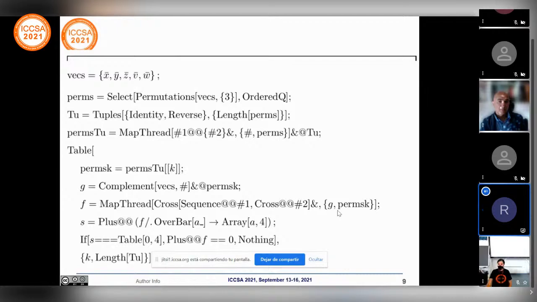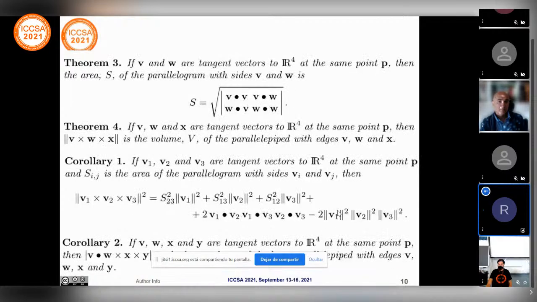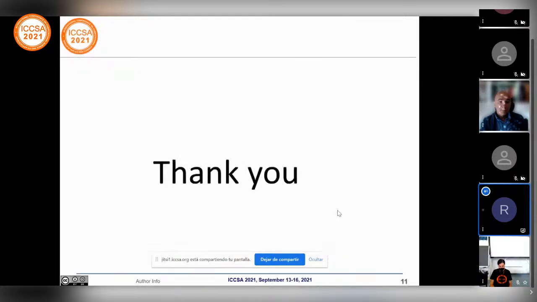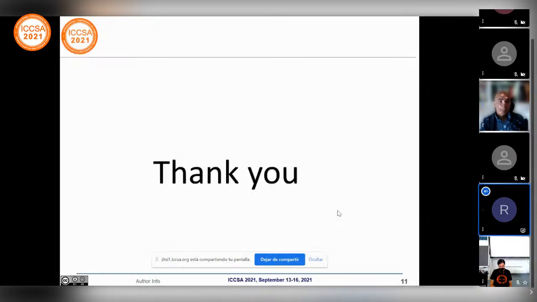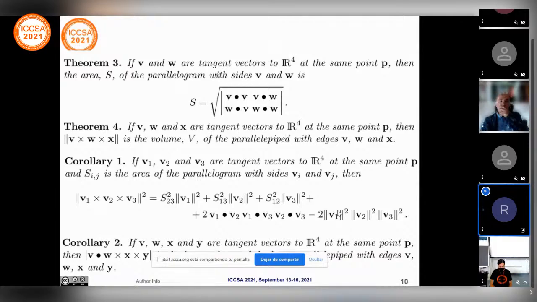This is the program. In similar form, we enunciated two theorems and two corollaries. The demonstration is similarity with user Mathematica. This is my presentation. Excuse me, but my bad English.